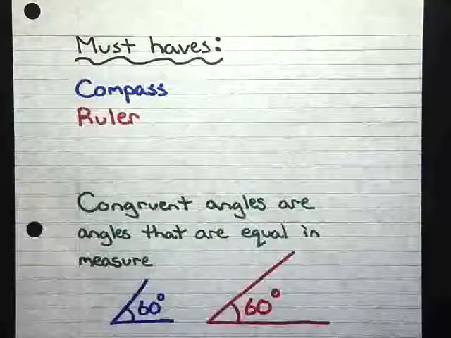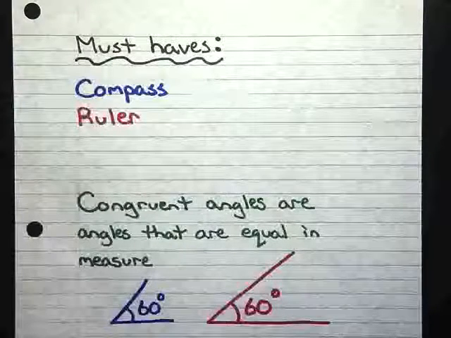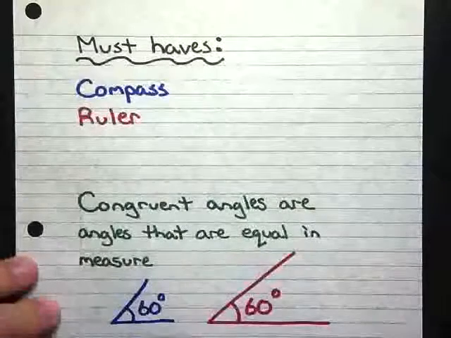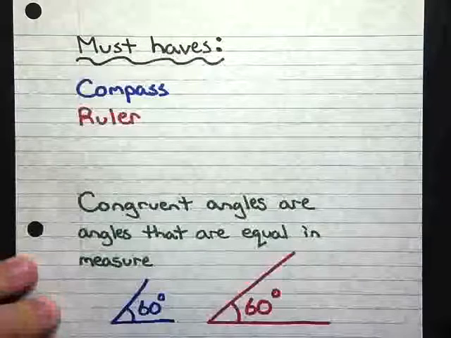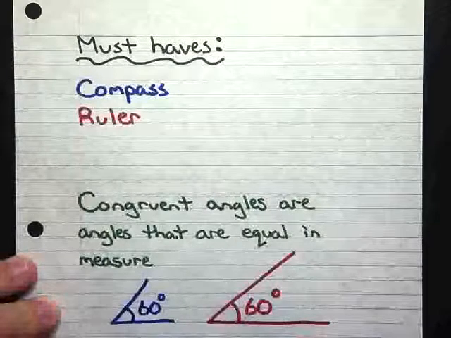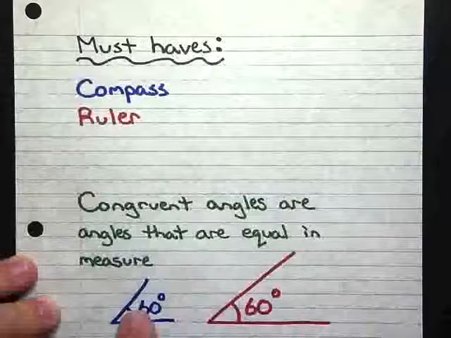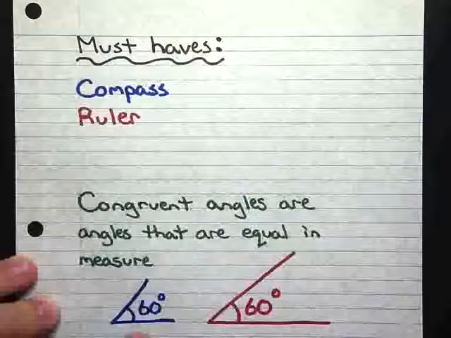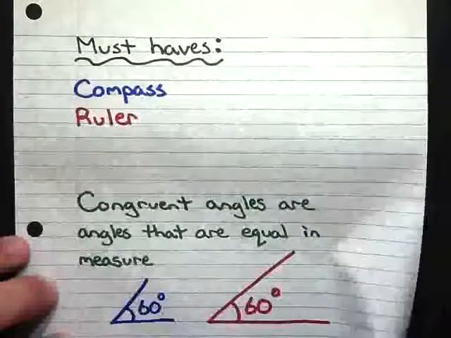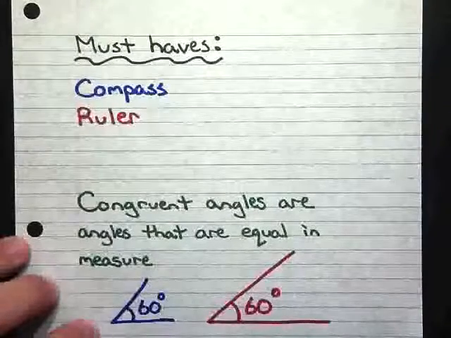Congruent angles are angles that are equal in measure, meaning you can see here that I have two different size angles. In appearance, the size of the angles is different. But each angle is congruent because they're both 60-degree angles. And this is what we're going to be constructing today: congruent angles.